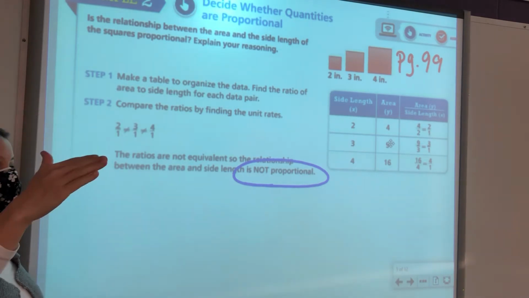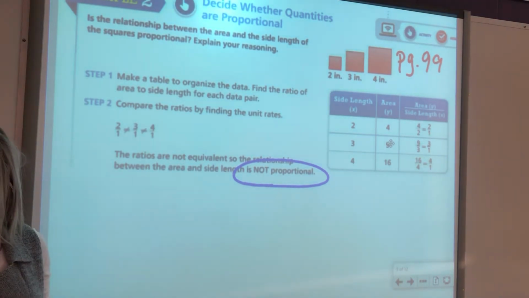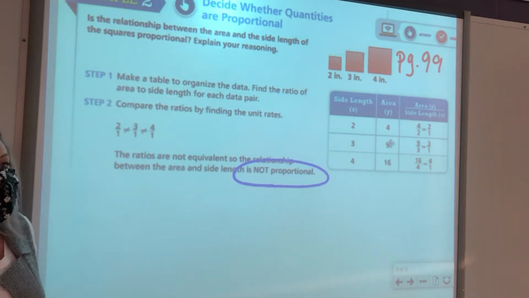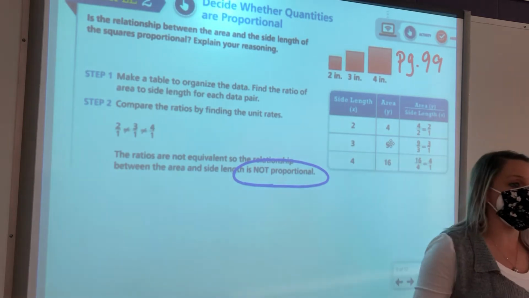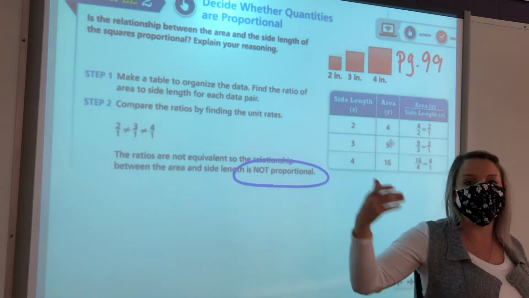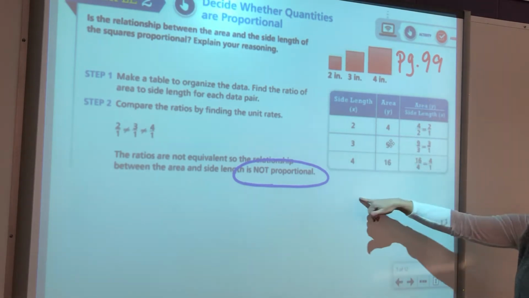You can test the first two. If the first two are not equal, what do you think you could do? Just move on. It's not proportional. Okay? The only explanation that you need to give is the ratios are not equivalent, therefore it's not proportional. Okay? So you can go even further.